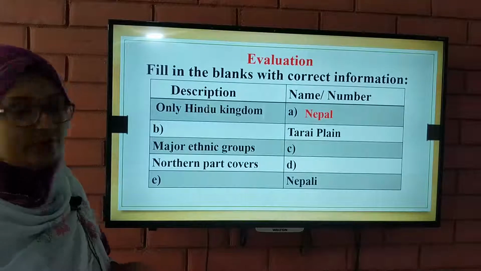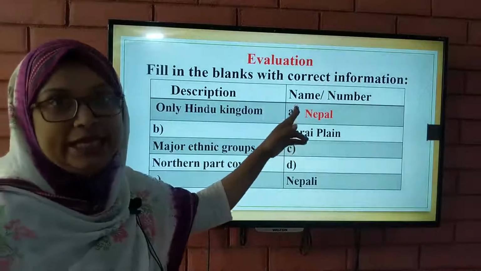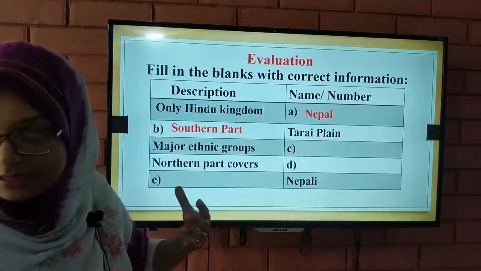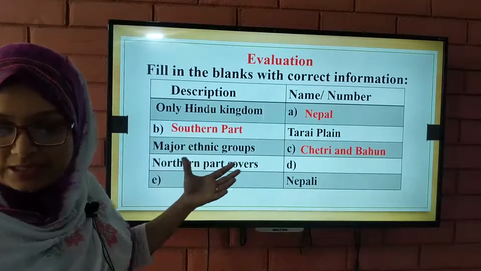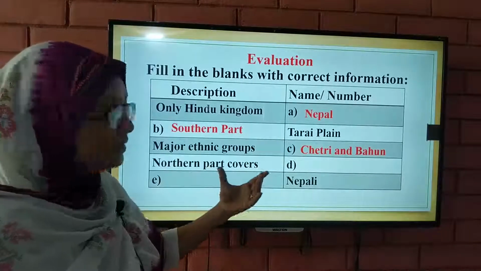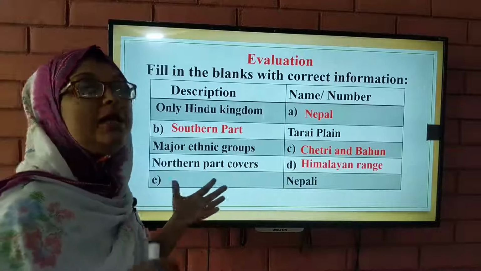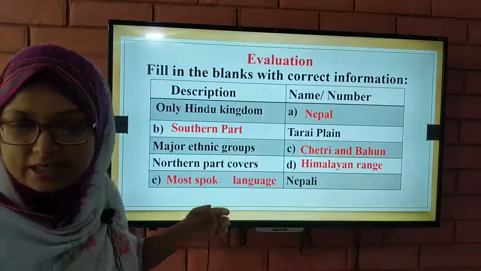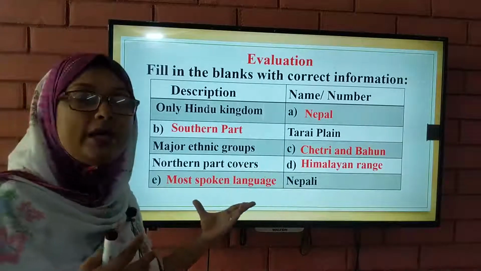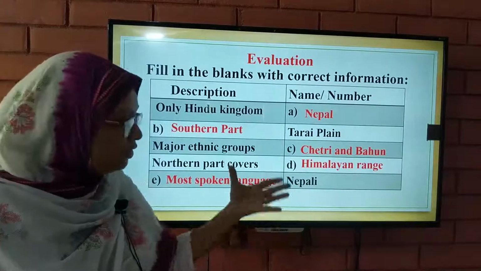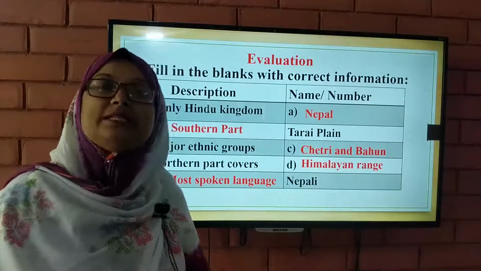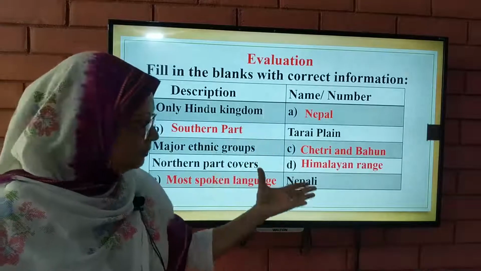Okay, so first one, only Hindu kingdom, Nepal. The Tarai plain, southern part. Yes, I know you will have the correct answer. Major ethnic groups, Chetri and Bahun. And what does the northern part cover? The Himalayan range. Excellent. And finally, most spoken language, Nepali. Nepali is the most spoken language. So dear students, have you got your answers? Match your answers with mine. I hope all of you have successfully completed the blanks.